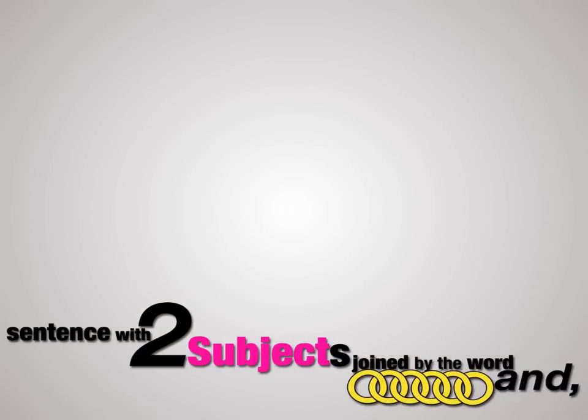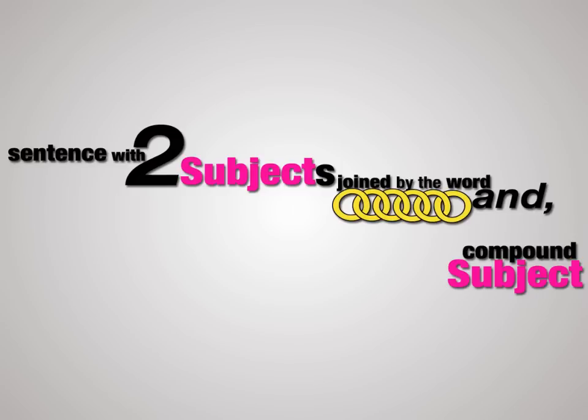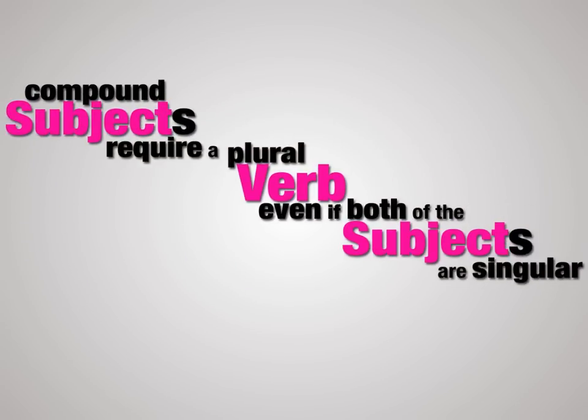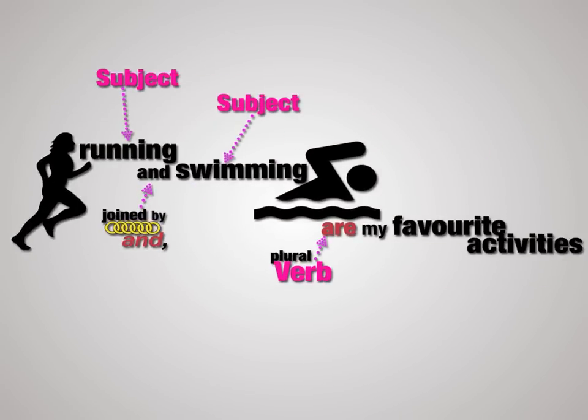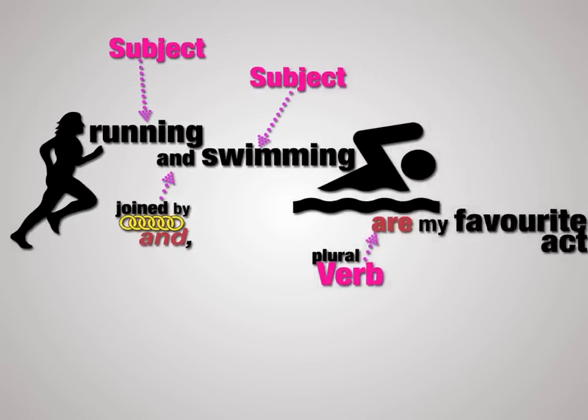When you have a sentence with 2 subjects joined by the word and, you have what's known as a compound subject. Compound subjects require a plural verb, even if both of the subjects are singular. Running and swimming are my favorite activities. Running and swimming are the subjects of the sentence that are joined together by the word and therefore require the plural verb are, as opposed to the singular verb is.